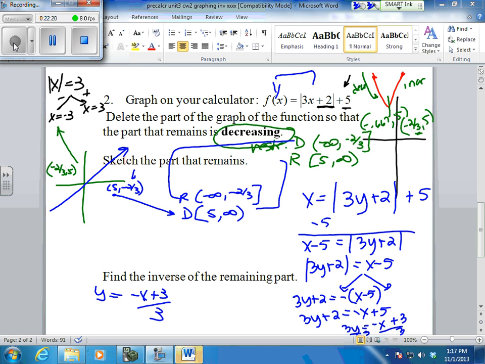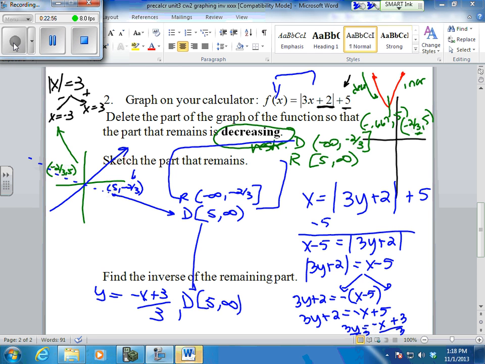What's this going to give me when I graph this? Not an absolute value, because there's no variable inside. This is going to give me a line, all the way out here. But we only want this piece. Do you see what is happening? So we're going to have to limit the domain to this. You have to limit this domain because this is going to give you a line that's going to be all the way up here. It doesn't know where to stop.